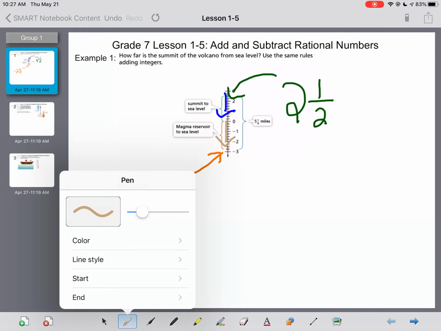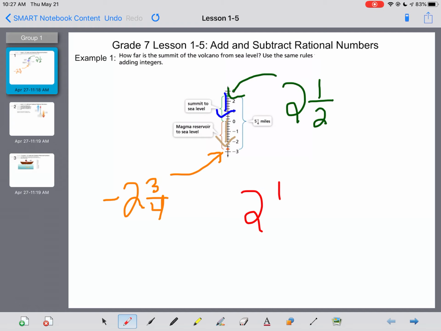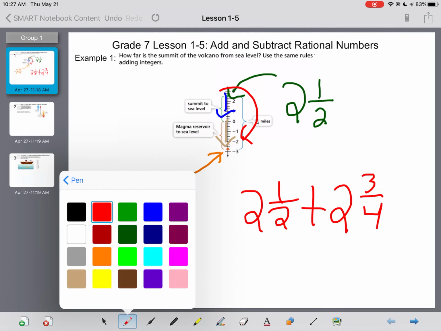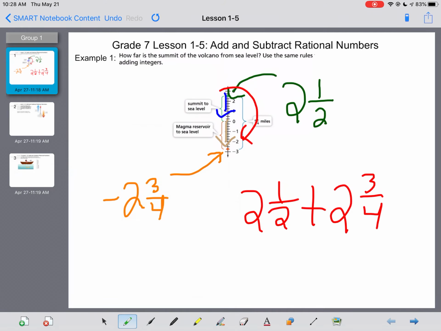So I am essentially going down 2.5 miles plus 2 3/4 miles, because I'm going all the way from the top down to the bottom. So I'm going down 2.5 plus 2 3/4. We must make the mixed numbers have a common denominator. Otherwise, we can't add them. So 2.5 is the same as 2 2/4. You just multiply the numerator and denominator by 2.